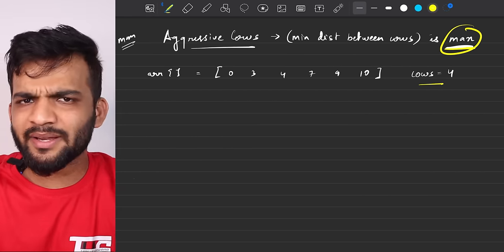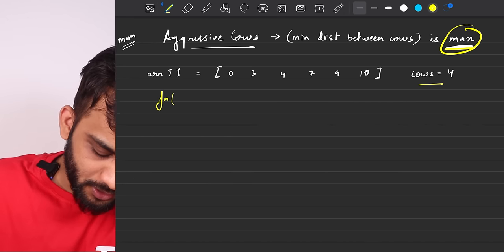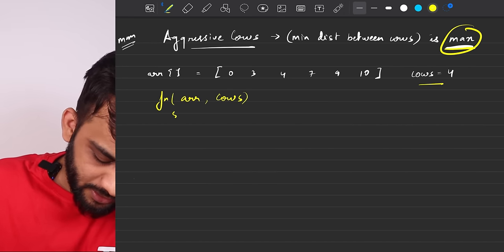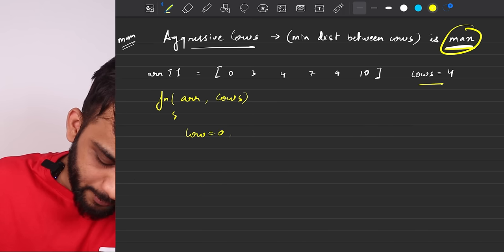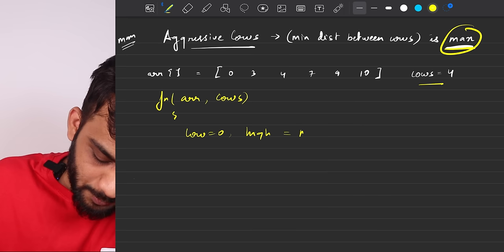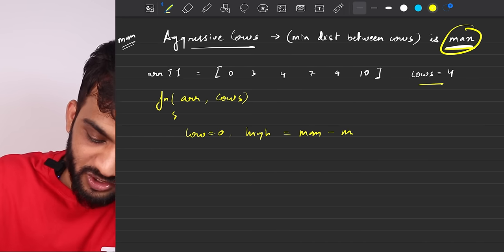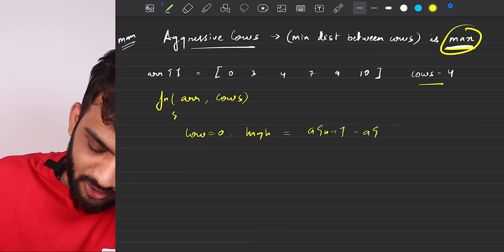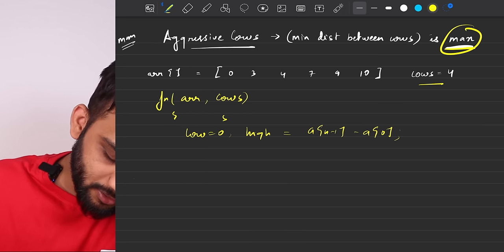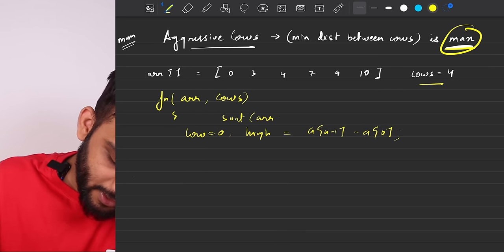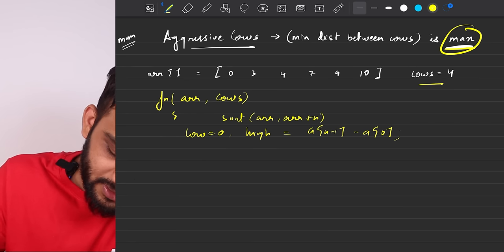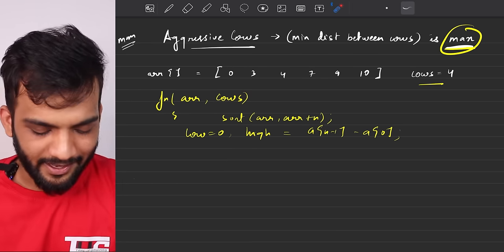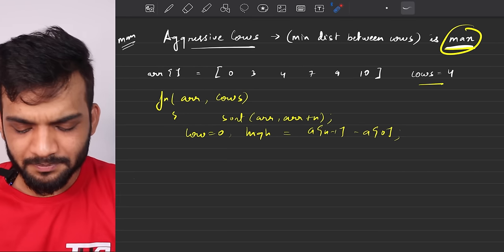Got that? So let's quickly write down the pseudocode. It's going to be super simple. I take the array. I take the number of cows. Yeah, that's it. And I say low will be 0, and the high will be pointing to max minus min, which can be straight away written as a of n minus 1 minus a of 0. And I can say sort array comma array plus n. This is in C++. You can figure out the alternative in Java as well, and the other languages. Just figure out your sort method.